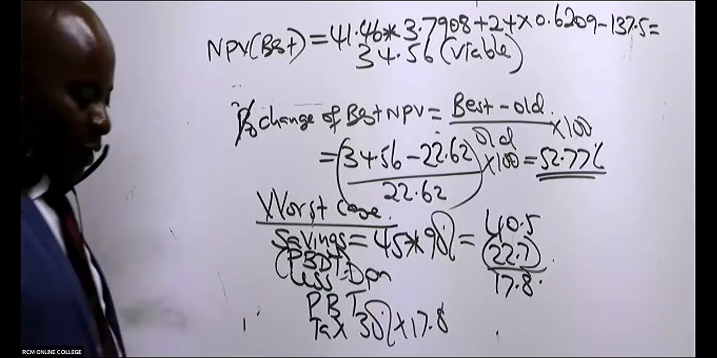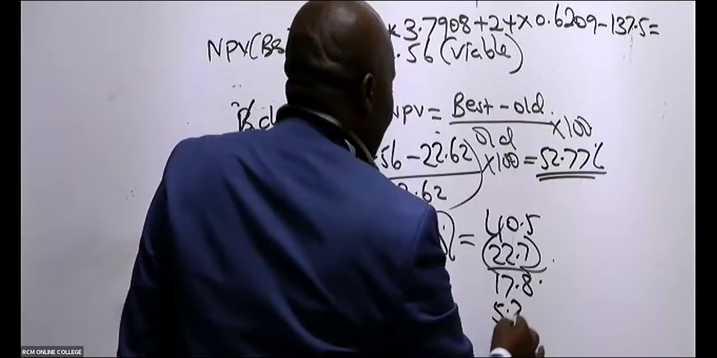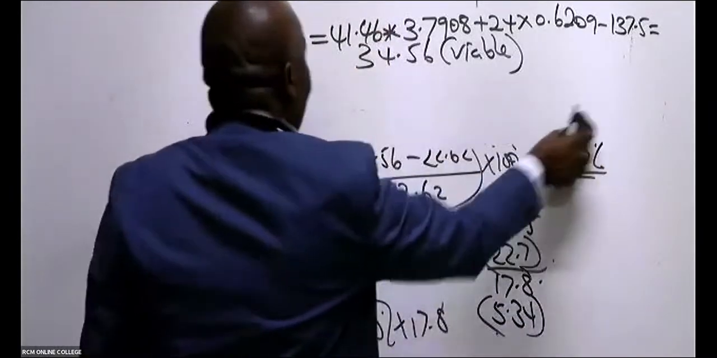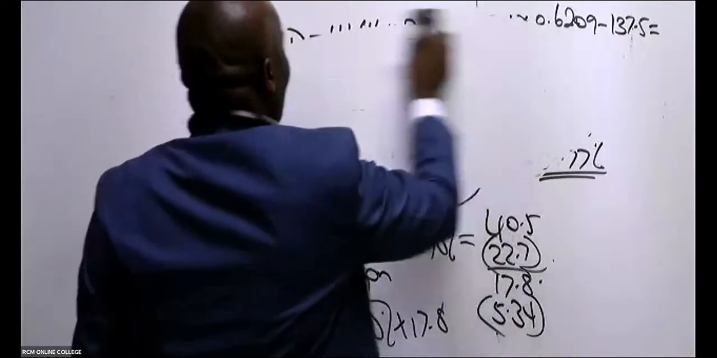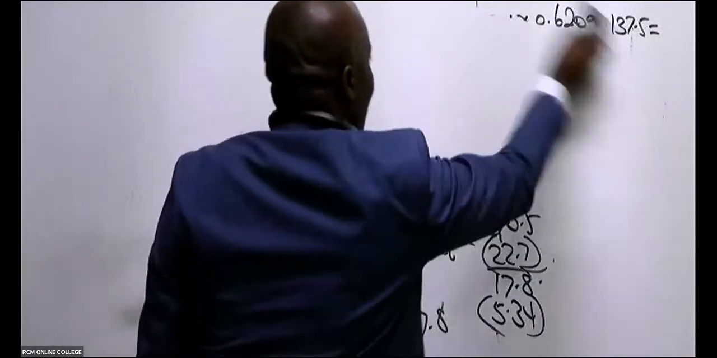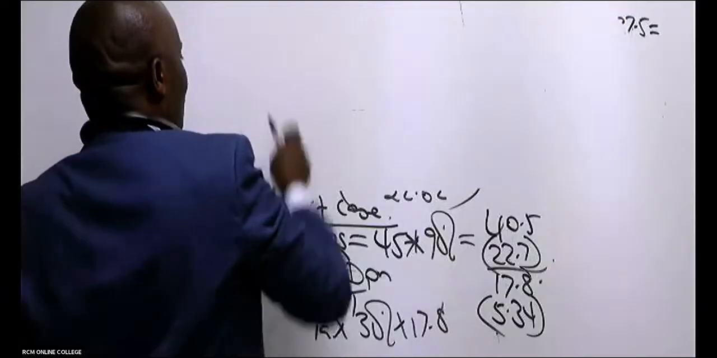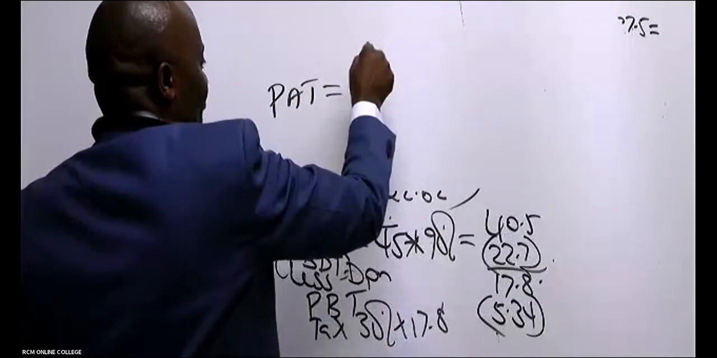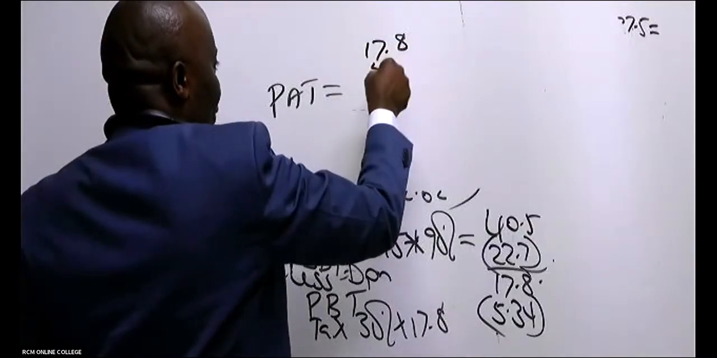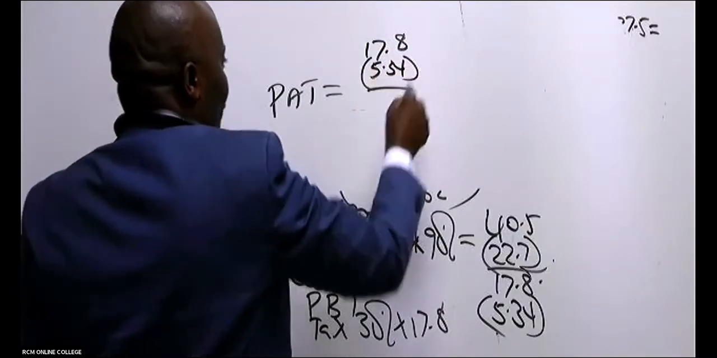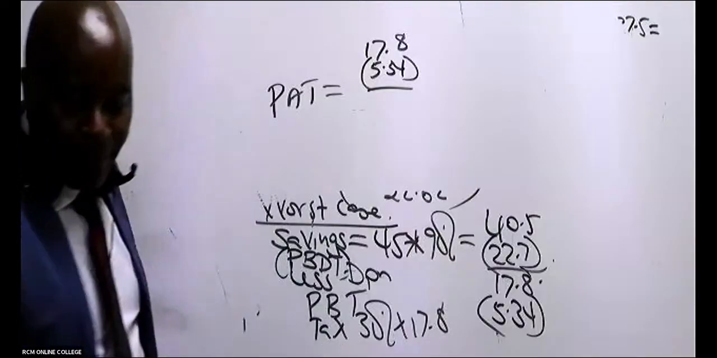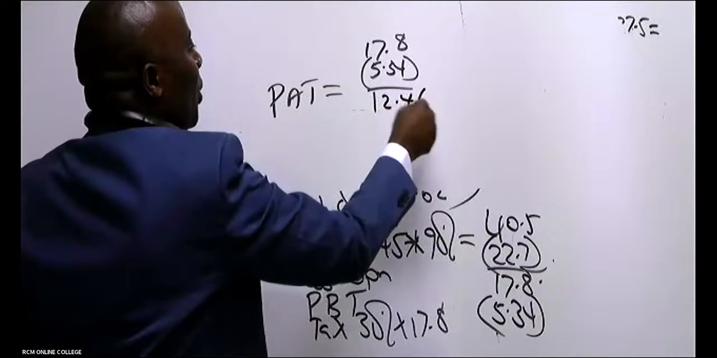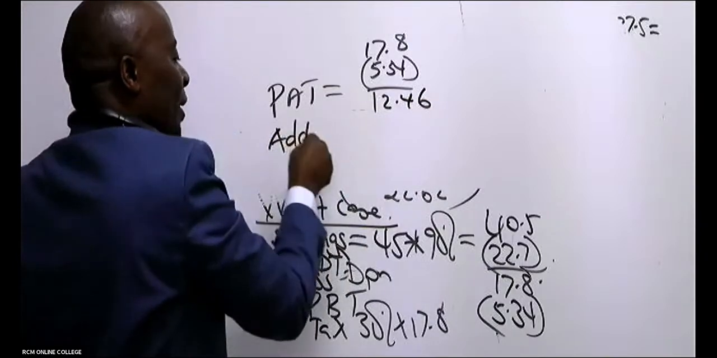5.34. So go ahead and subtract. Once you subtract, you'll be able to give us profit after tax. So our profit after tax, ladies and gentlemen, will be this 17.8 less 5.34, which will give us what figure? Somebody has profit after tax? 12.46. So to this 12.46, we shall add what?